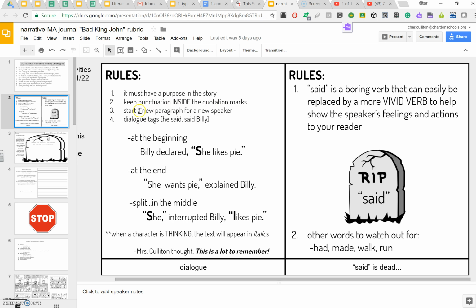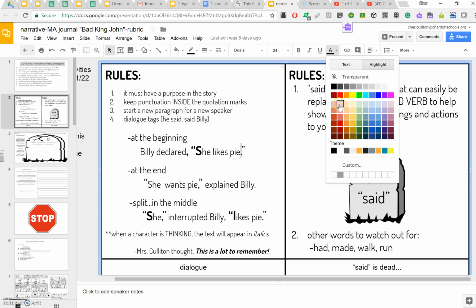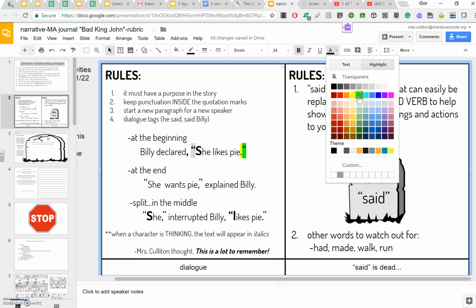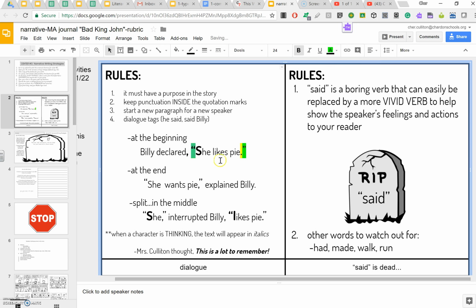The next thing to keep in mind is that whenever you use punctuation, it has to stay inside the quotation mark. So I want you to get a highlighter right now and highlight here. You can see that pie ends with a period, that this period is inside of the quotation mark. I'm going to highlight it in yellow and then go highlight my quotation mark in green. Anywhere that I use quotation marks and I have a punctuation mark with it, you can see that the punctuation mark's inside.